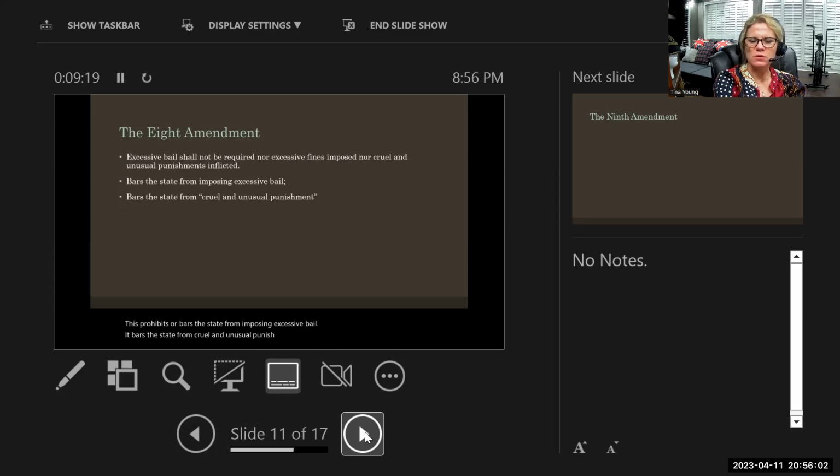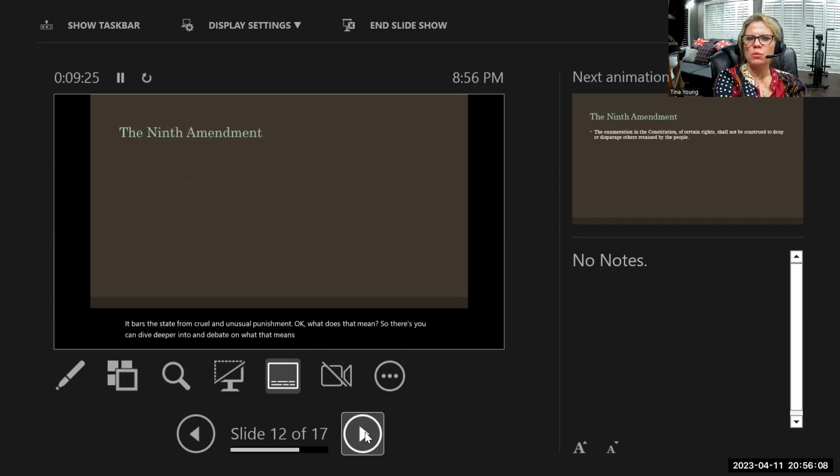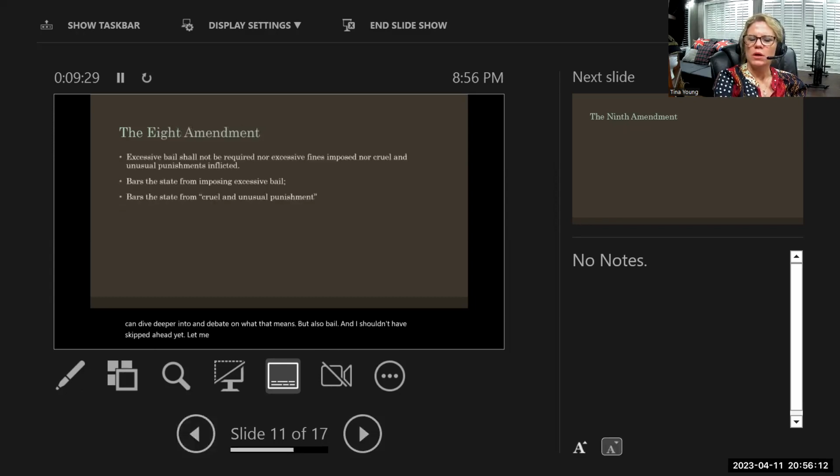Okay, what does that mean? You can dive deeper into and debate what that means. But also bail, and I shouldn't have skipped ahead yet. Let me go back really quick. We have an issue going on right now in some states where they don't have bail, and somebody commits a violent crime and then they're just released on their own recognizance until their trial date, and then they commit more crimes. So this is a pretty good debate subject to have. Maybe this is another discussion we should have in our classes.